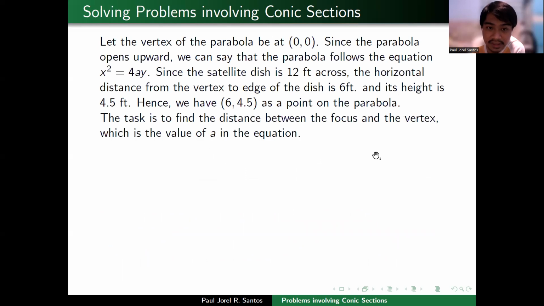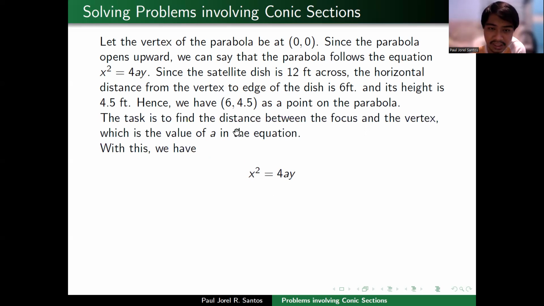Now, the task is to find the distance between the focus and the directrix, which is the value of a in the equation. With this, we have x squared is equal to 4ay. Now, what is the value of x? What is the value of y?